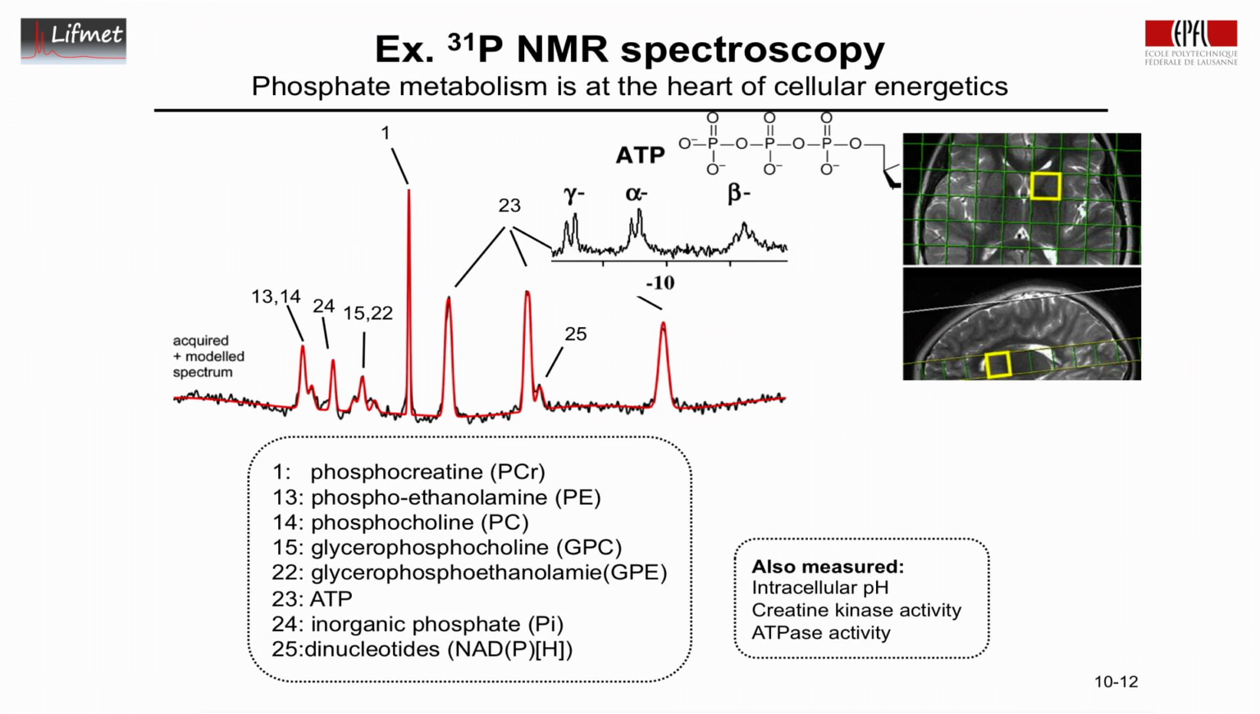So this is an example of the information that is obtainable and can be done. Here's the example of phosphorus. Like I mentioned, phosphorus, for historical reasons, was the first nucleus to be studied in vivo.